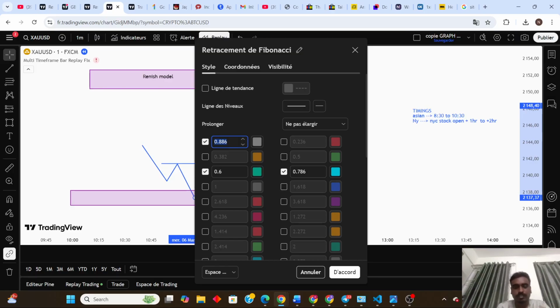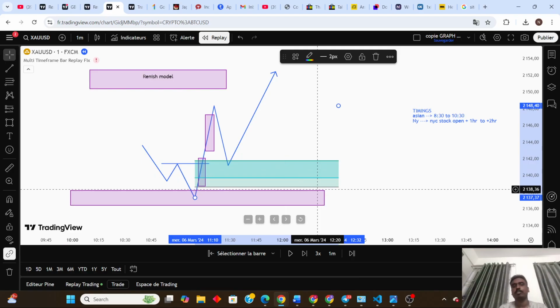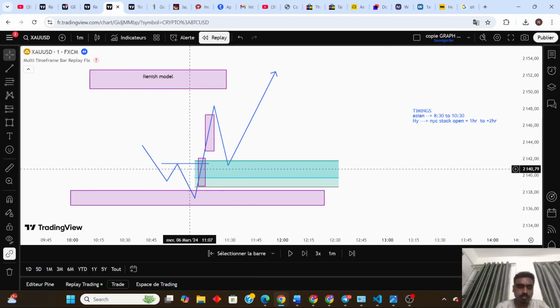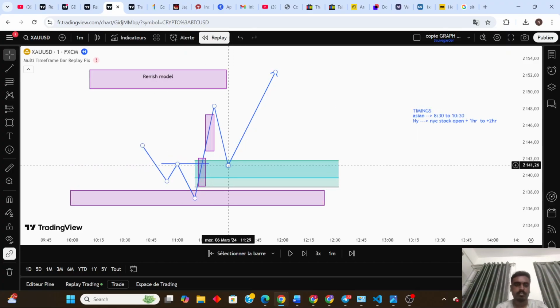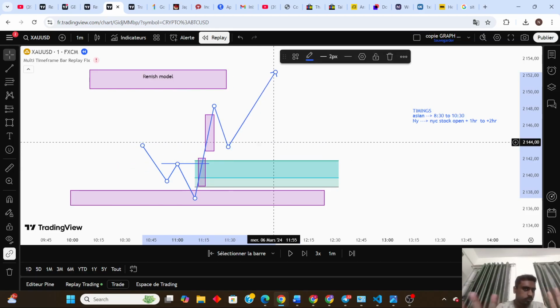You can see there are two levels which you haven't seen before in any traders' live streams or whatever. One level is 0.6 and one level is 0.886, and this is the automated entry level, 0.786. So if you see this forming, I will show you many examples, just wait in the video. If you see this forming and the market does this, you are not going to take a trade.